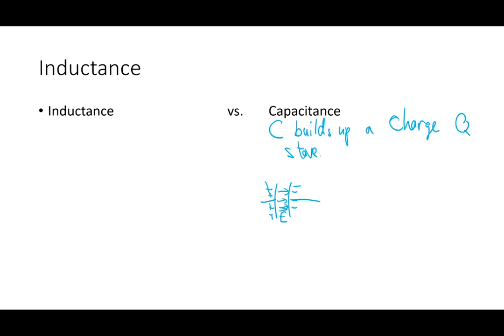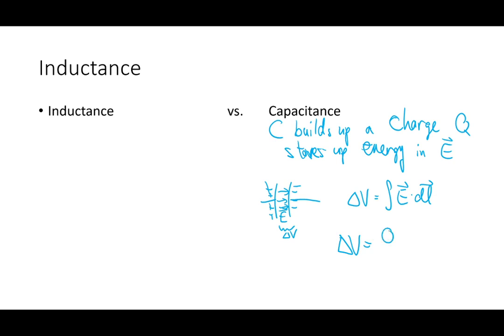So capacitance, quick review here. A capacitor builds up a charge, Q. Right? Here's a capacitor, builds up a charge. As a result, you get some electric field inside the vicinity. And that electric field stores up energy in the electric field. Given the electric field, then you can talk about the potential difference between the two plates. And then the actual governing equation is Q over C.